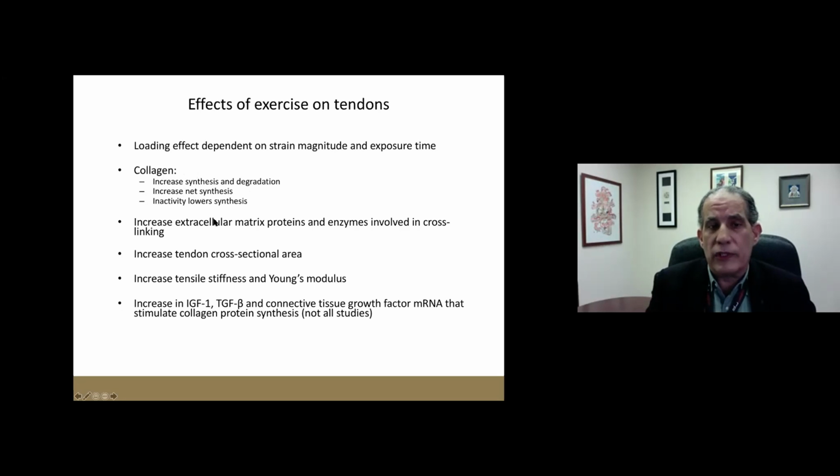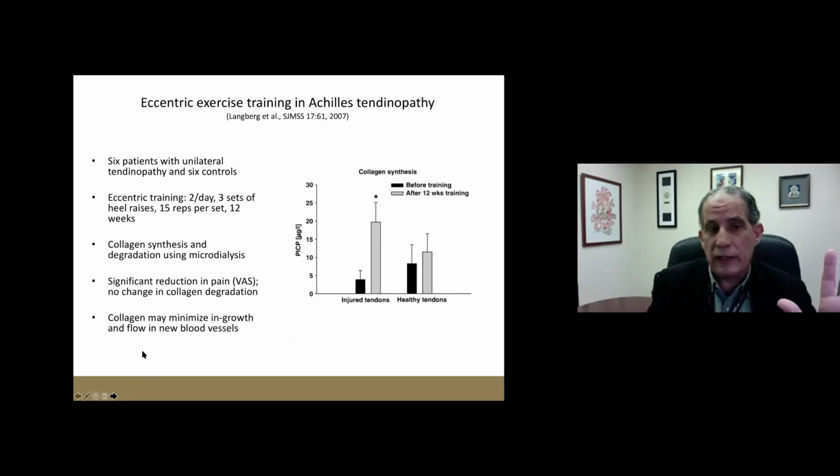There's also an increase in extracellular matrix, which is important. The way you put the tendon together depends on having a very nice matrix. Increasing cross-sectional area, tensile stiffness, and also some of the growth factors that we've talked about. So there is very good evidence that this is how it works.